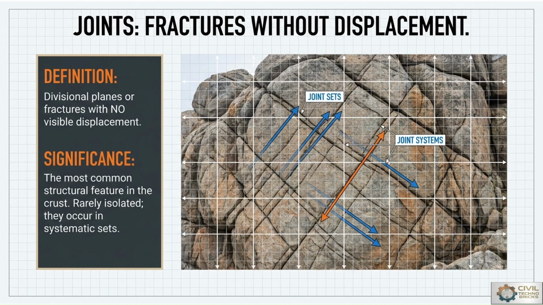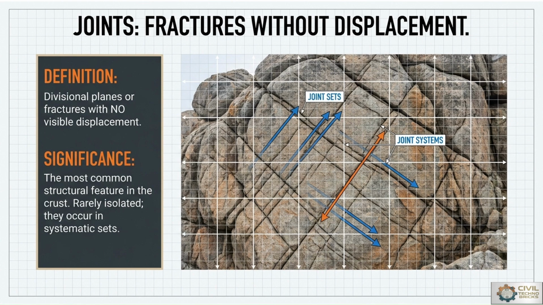Joints are the cracks or fractures present in the rocks where no significant displacement has occurred, or we can say divisional planes or fractures with no visible displacement. Joints are commonly developed due to tensile stress, cooling action, weathering action, or unloading processes. Joint systems divide rock masses into separate blocks, significantly influencing engineering behavior. They may increase permeability and create potential failure surfaces in slopes and excavations.